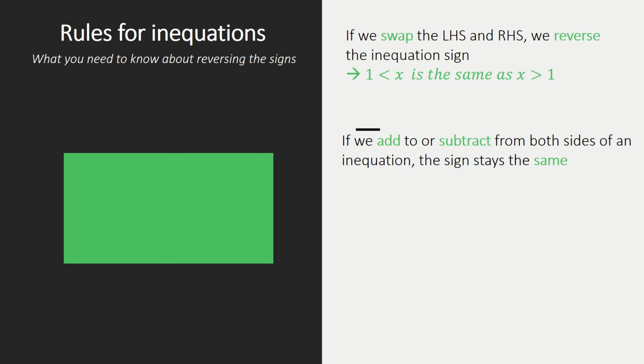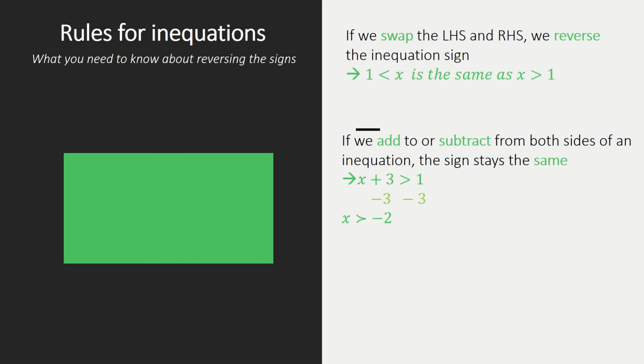If we add to or subtract from both sides of an inequation, the sign stays the same. So if you want to solve x plus 3 is larger than 1, we would subtract 3 on both sides, and then we know that x is larger than minus 2. Nothing happens with the sign. It just stays the same.